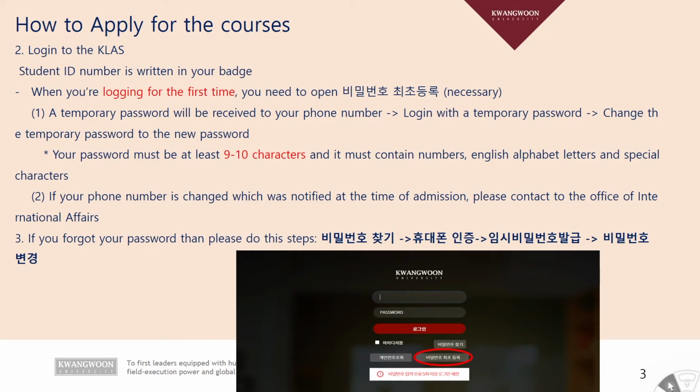After you have received a temporary password, you have to log in with that password and register a new password immediately. The password must be 9 to 10 characters, and it must contain numbers, English alphabet letters, and a special character. And if your phone number or email has changed after the time of admission, then you have to contact the Office of International Affairs.